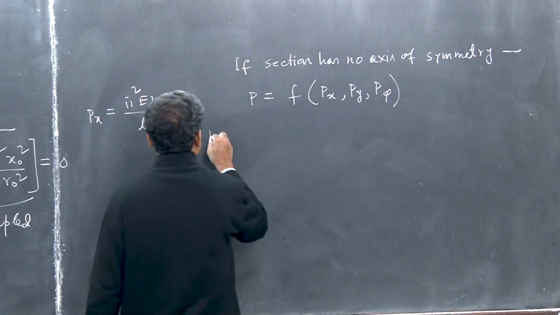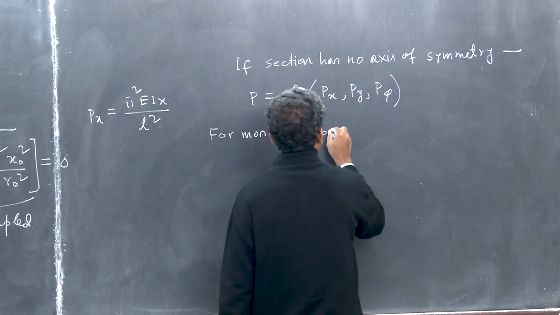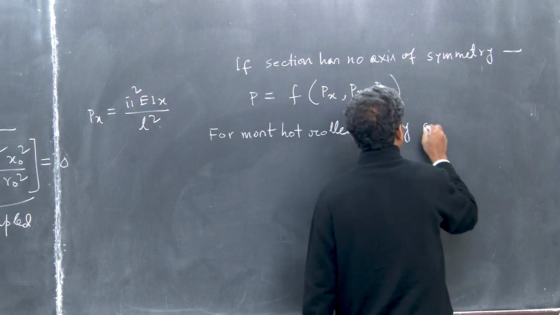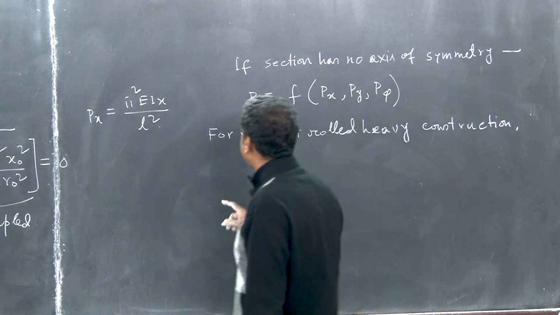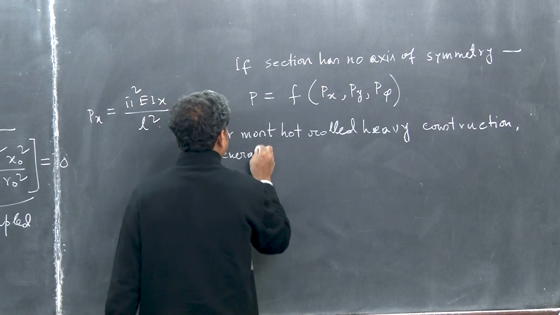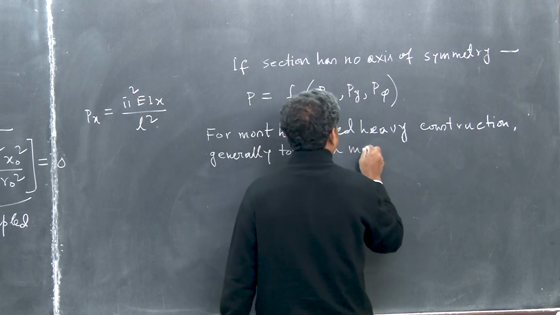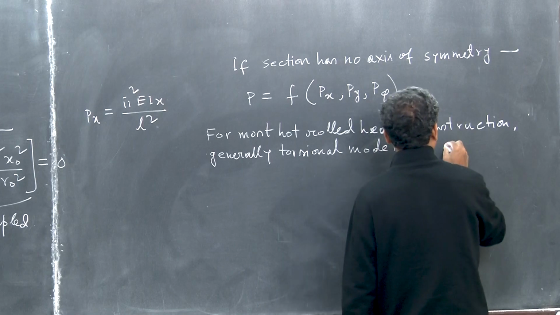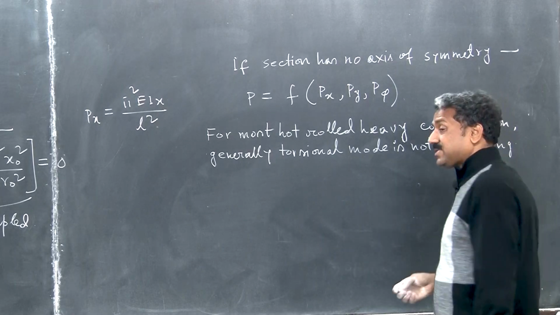So for most hot rolled sections, heavy sections, especially heavy construction, that's what we encounter in civil construction, generally the torsional mode is not important. It doesn't govern. Here the flexural modes are governing.